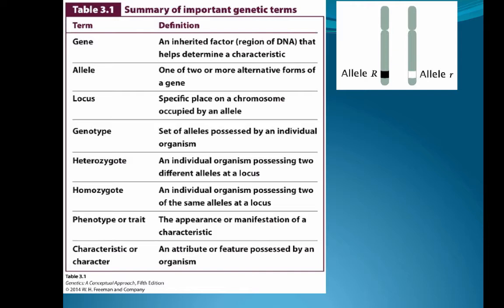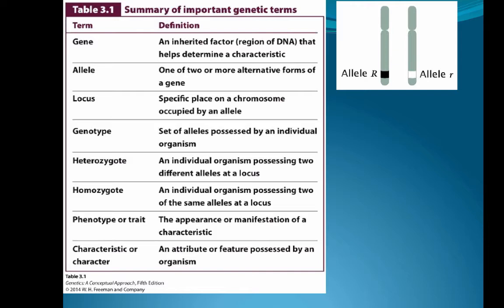So before you guys begin chapter 3, you need to make sure that you have a really, really good handle on these genetic terms. So what is a gene? How does an allele differ from a gene? What is a locus? What is a genotype versus a phenotype? A heterozygote versus a homozygote? And then how do we measure these different types of characteristics? So like if we evaluate it as a phenotype or a characteristic, etc.